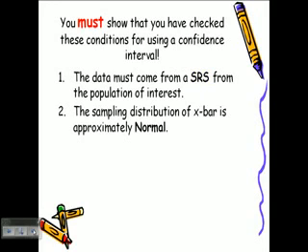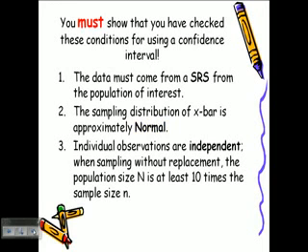The second condition which must be checked is that the sampling distribution of x bar is approximately normal. Recall that in Chapter 9 we discussed assessing normality based on the central limit theorem. The third condition involves independence. Individual observations must be independent when you are sampling without replacement.